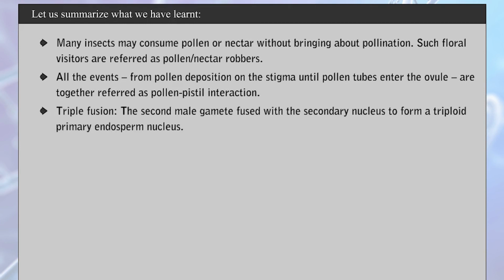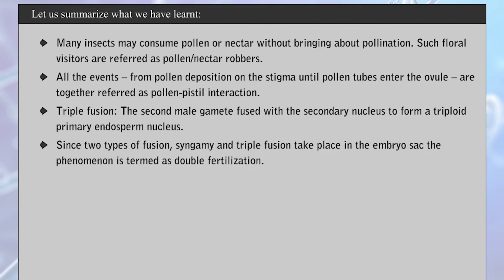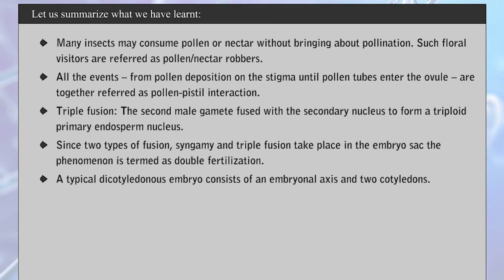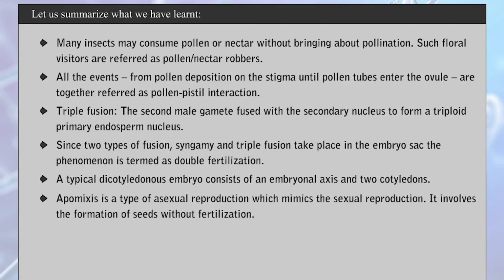Triple fusion. The second male gamete is fused with the secondary nucleus to form a triploid primary endosperm nucleus. Since two types of fusion, syngamy and triple fusion, take place in the embryo sac, the phenomenon is termed as double fertilization. A typical dicotyledonous embryo consists of an embryonal axis and two cotyledons.